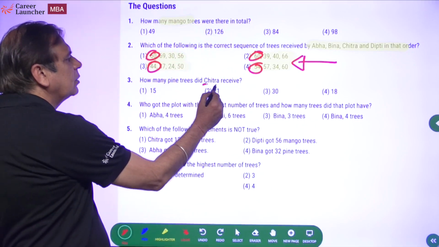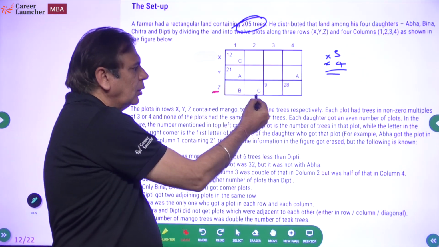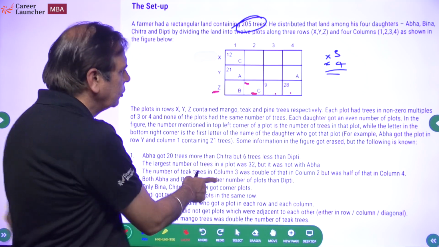How many pine trees did Chitra receive? Chitra, okay, pine trees are in this row, so we'll need to find out. Chitra is definitely here, we need to find out, and any of these could also be Chitra.